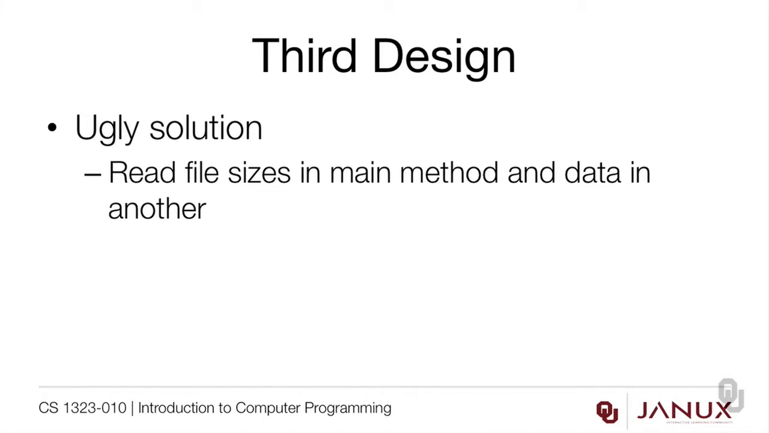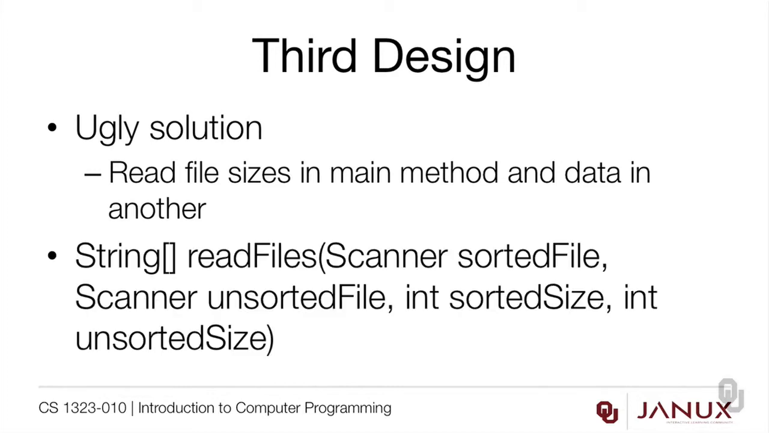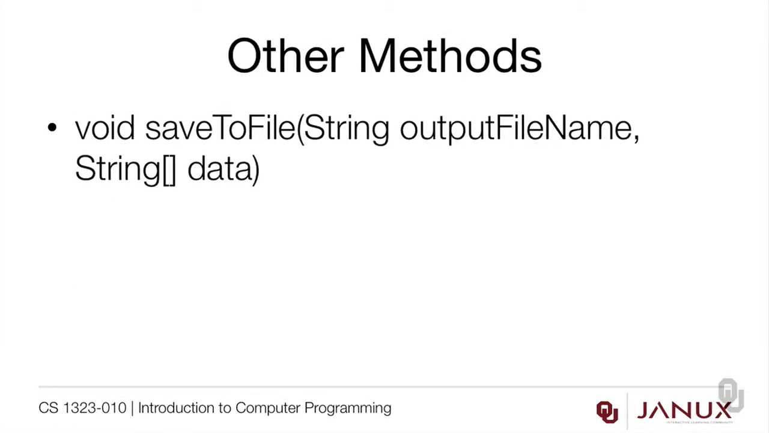And that's to read the file sizes in the main method and read the data in another method. That way we have the file sizes when we need them for calling other methods. This is what the signature would look like. We would have read files, and it would take a scanner from the sorted file, a scanner from the unsorted file, and then pass in the number of data in each file. And this would return a string array. I can't tell you that I love this design because I don't. But on the other hand, it does accomplish the basic goals, and it does it efficiently.